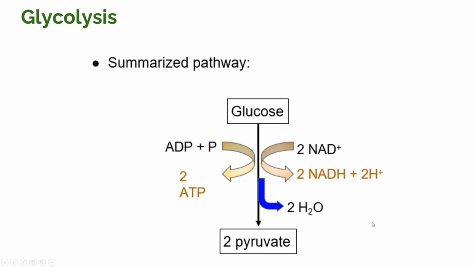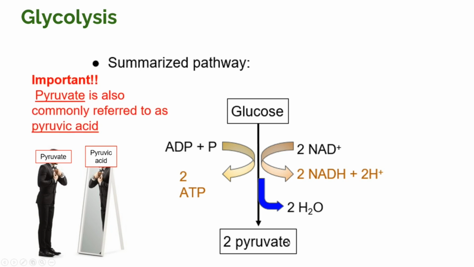Okay, so what's the final summarization from this? If you don't want to remember all of those steps, you've got to at least memorize this last bit right here. If we take glucose, the major things that we get from it are 2 net ATP, 2 NADH, and then 2 water molecules that come off of it as byproducts. Okay, and then the final products are going to be 2 pyruvates.